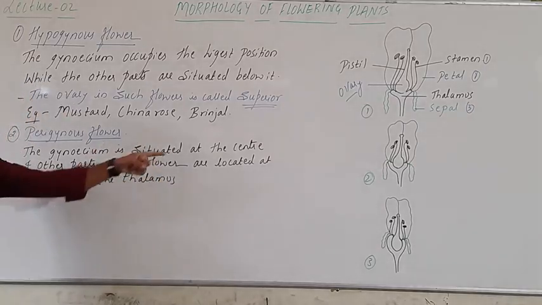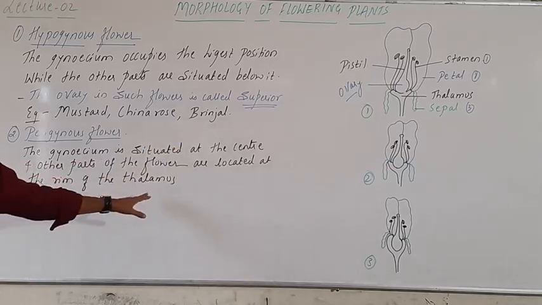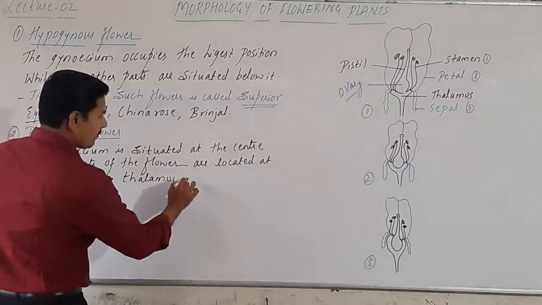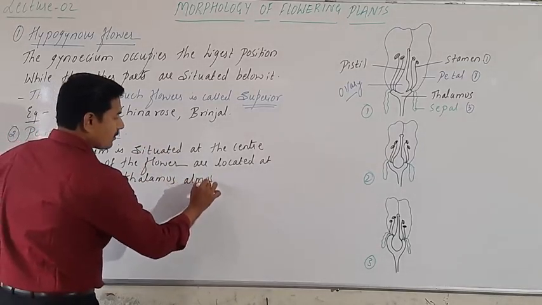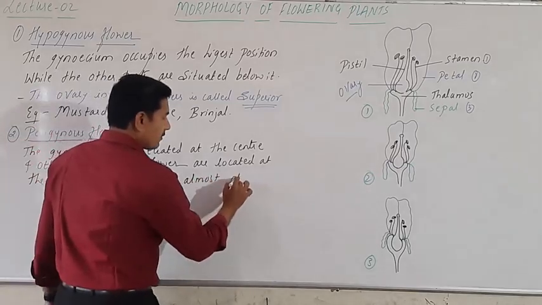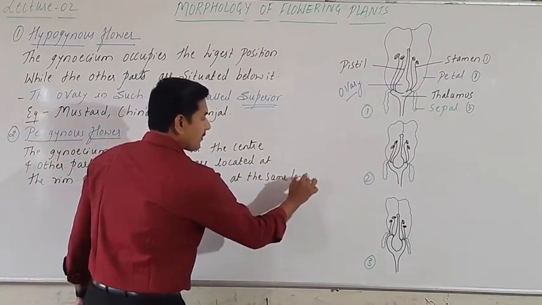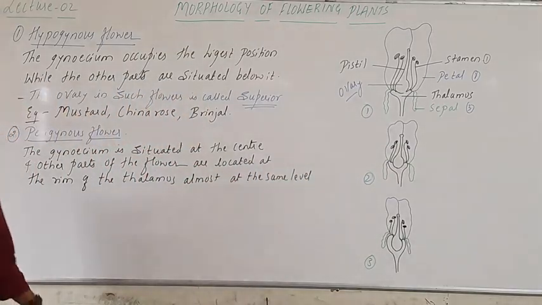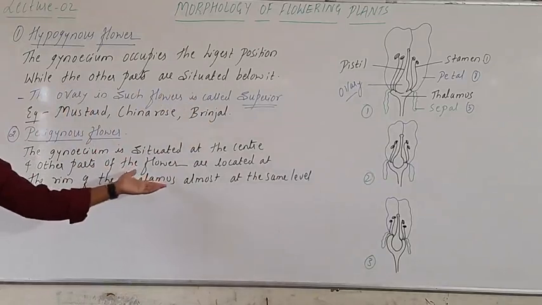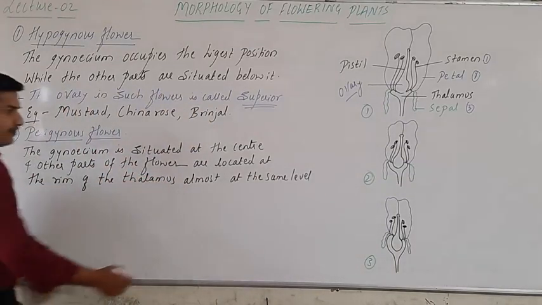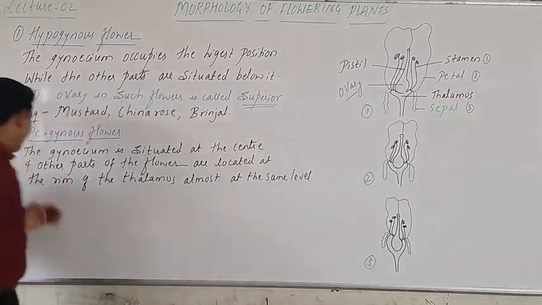You can just see the thalamus there. It is located at the rim of the thalamus. Almost at the same level, look at their level, all the floral appendages arise. It is called as Perigonus. So this is termed as a Perigonus.